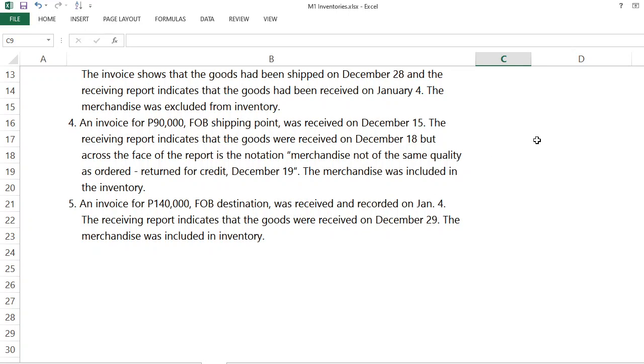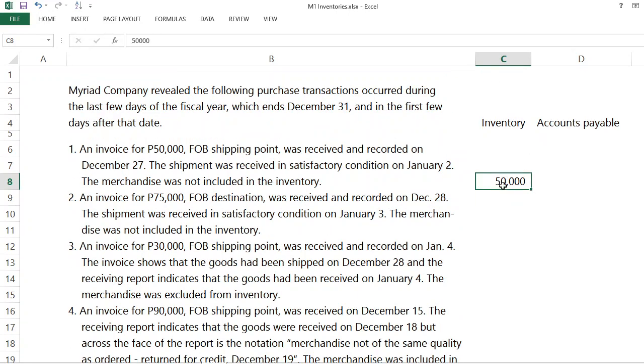Your entry here in number one is debit merchandise inventory and then credit income summary. Okay? Income summary. Next, at the end of the line, when we make closing entries, income summary is the partner of inventory. So, put it there. Credit income summary.